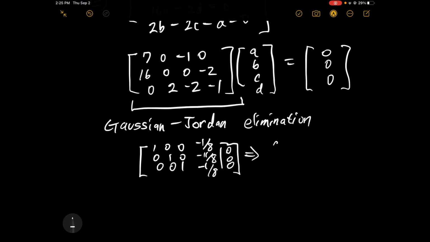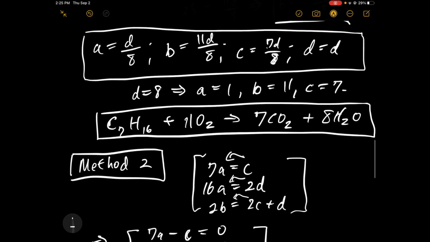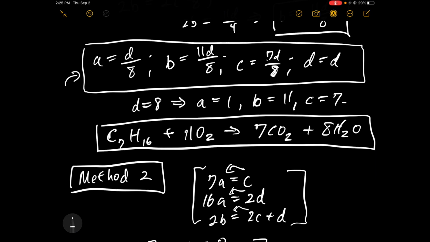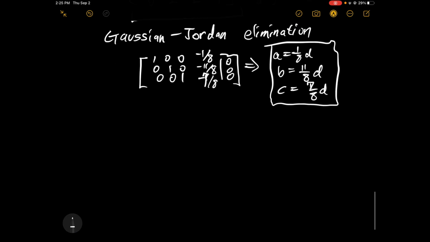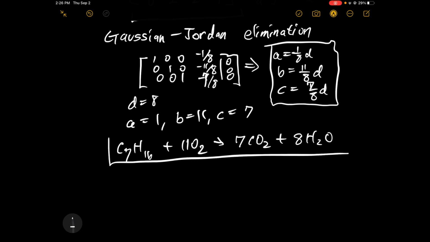which implies that A is 1/8 D, B is 11 over 8 D, C is 7 over 8 D, and it matches exactly what we got above. And hence, we can make the same conclusion that if D is equal to 8, which is the smallest common denominator out of A, B, and C, then A is 1, B is 11, and C is 7, and hence we get C7H16 plus 11O2 yields 7CO2 plus 8H2O, and hence we are done.